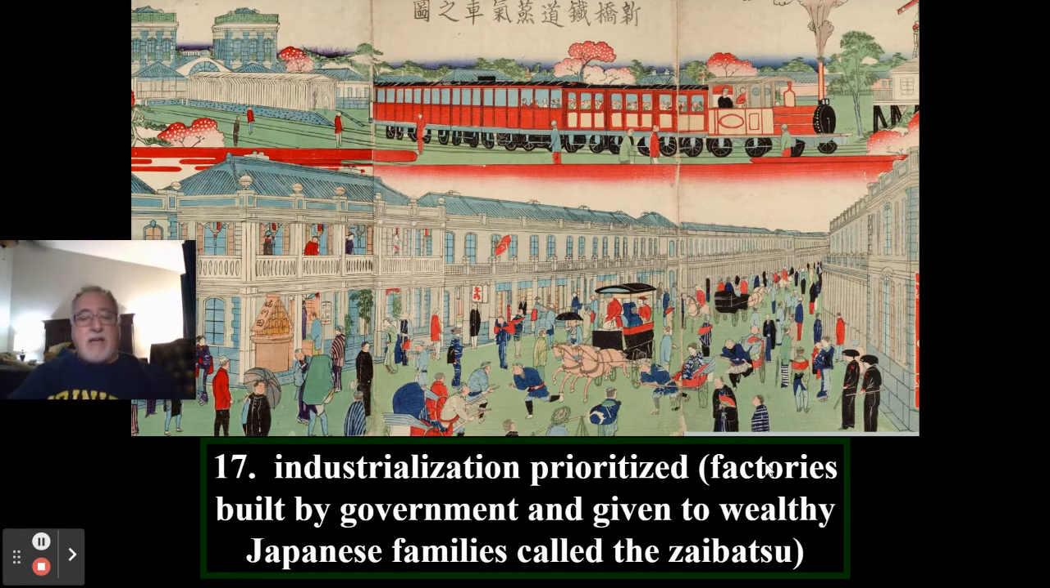Industrialization prioritized factories built by government and given to wealthy Japanese families called the zaibatsu. So wealthy families got the factory. So there's a little bit of socialism here, if you think about the three schools of thought.